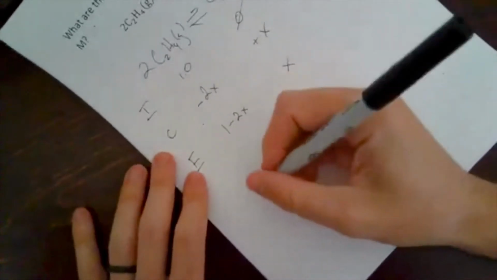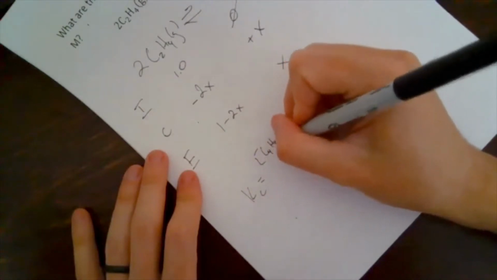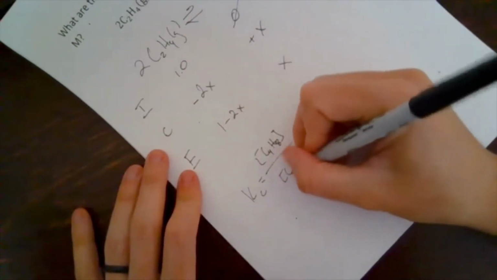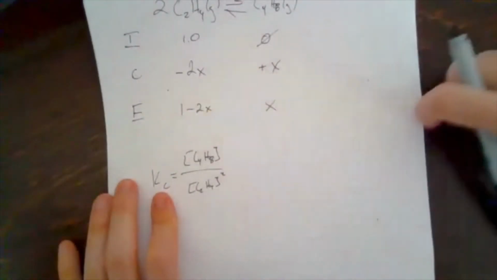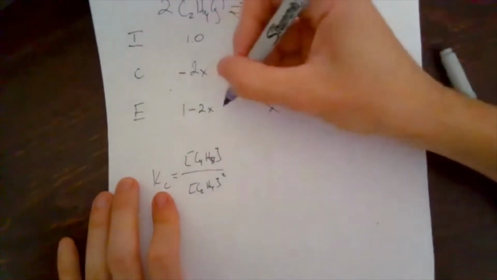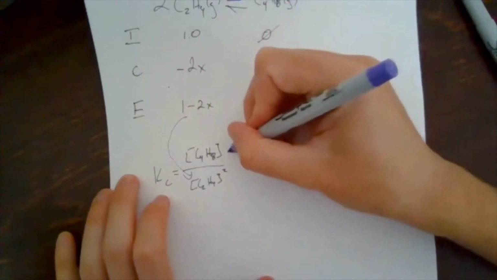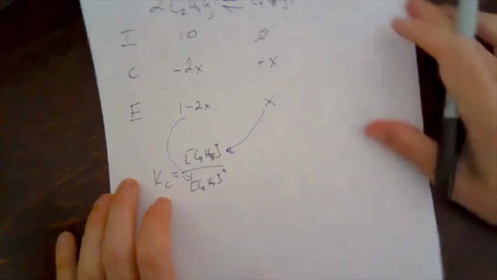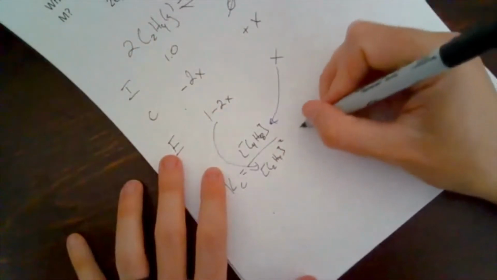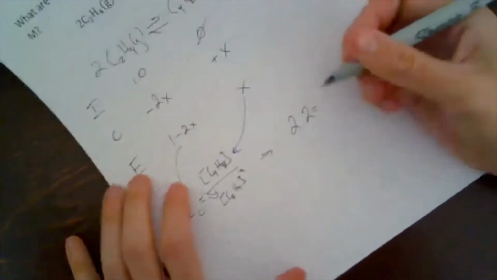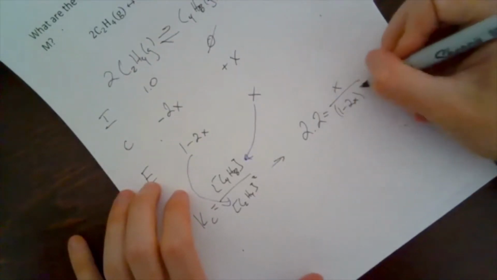I know that Kc is going to be equal to the concentration of C4H8 divided by the concentration of C2H4 squared. Then the 1 minus 2x goes in right there, and the x goes in right there. I can plug in the value for Kc, 2.2. So the equation I get overall is 2.2 equals x divided by 1 minus 2x squared.